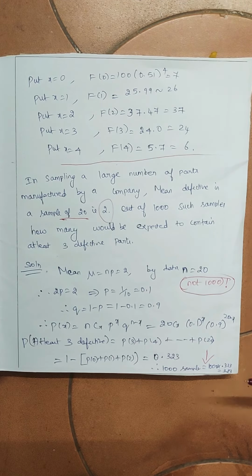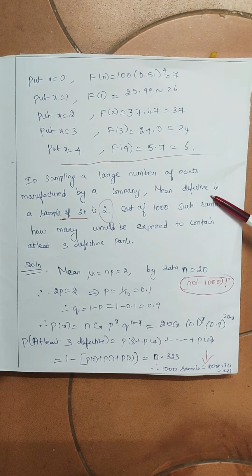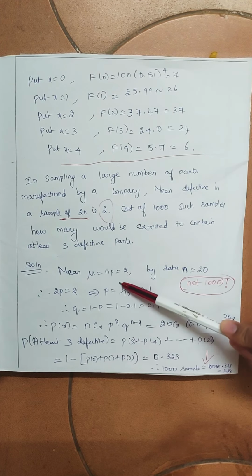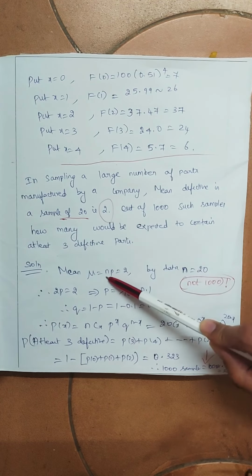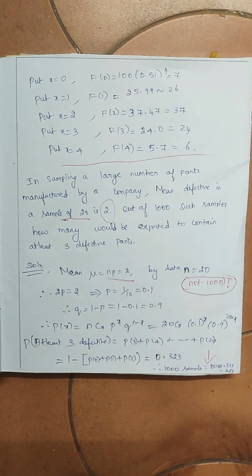Because they didn't give any clue. Now if you see, getting defective, in binomial you have only 2 options: either it is defective or it is not defective. Since we have 2 options, we decide that it's a binomial distribution. So mean mu is equal to np. The mean, that is the average, is 2. That is, np is 2.